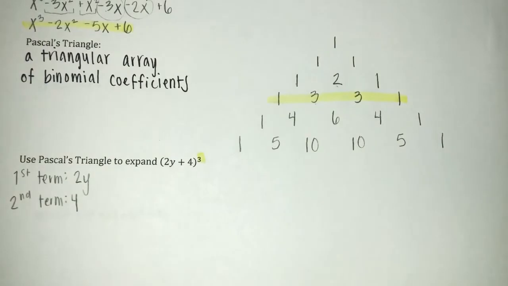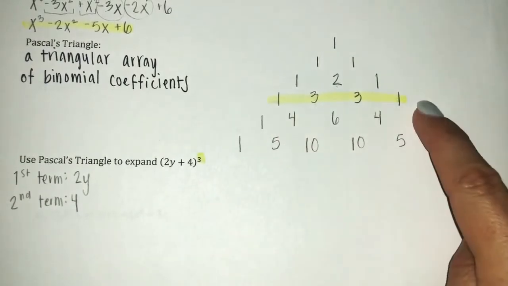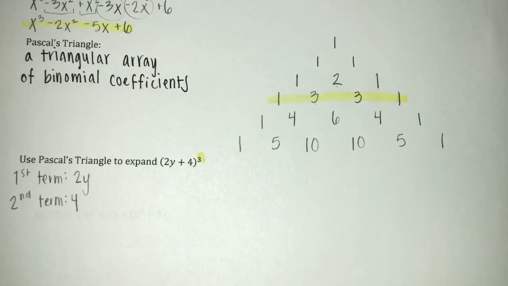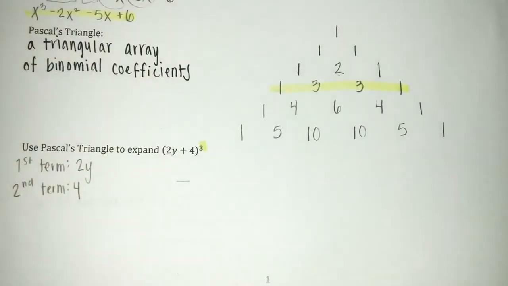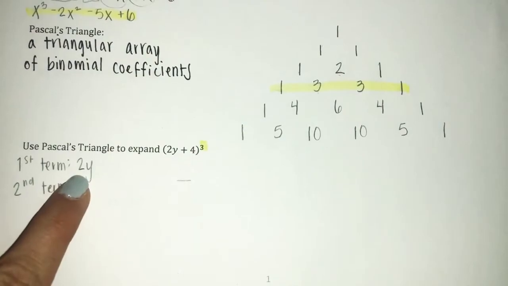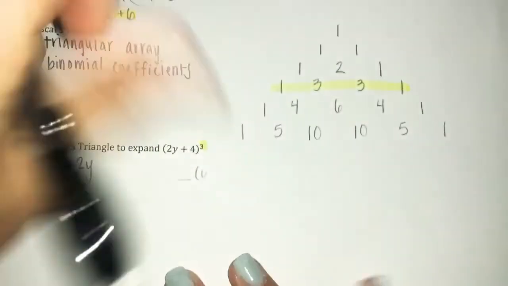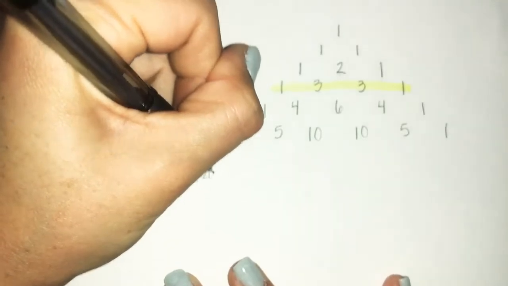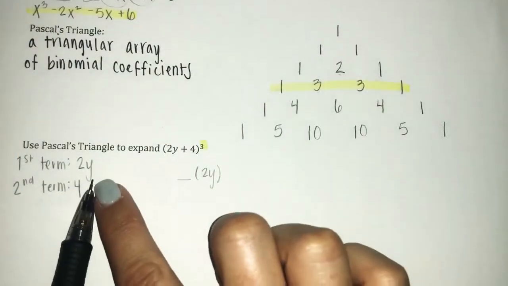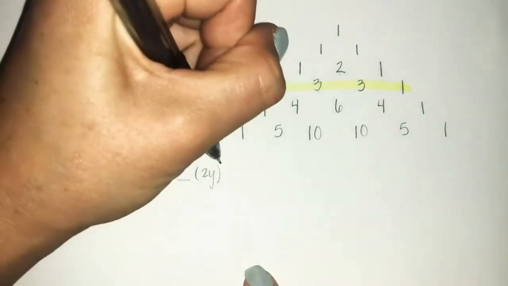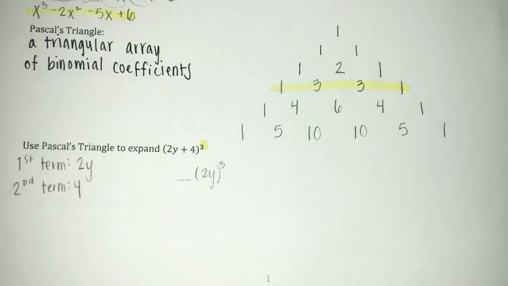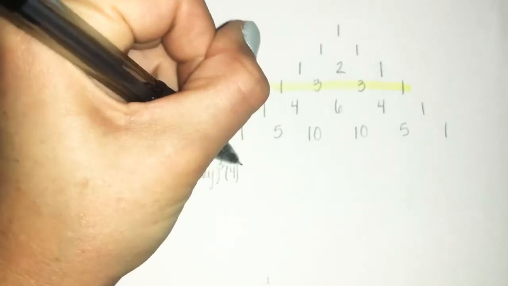So when we expand this, the numbers in this row, so 1, 3, 3, 1, those are all going to be coefficients, like the number in front that we multiply by our variable or by whatever our term is. So I'm going to leave a space for my coefficient. And then you're going to take the first term, so 2y, and you're going to raise that first term to the third power. So whatever power you're expanding to, the first term starts off being raised to that power, so 2y to the third. And then you're going to take the second term, and that's going to start at the 0 power.